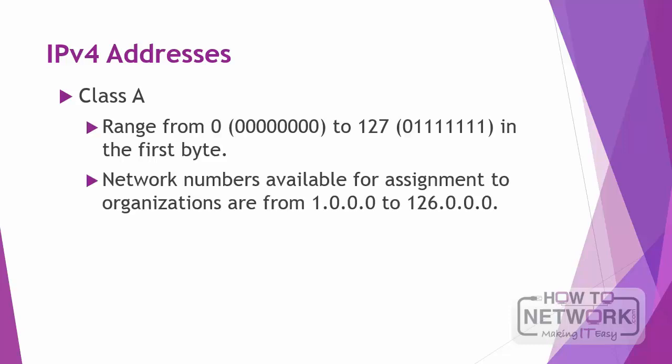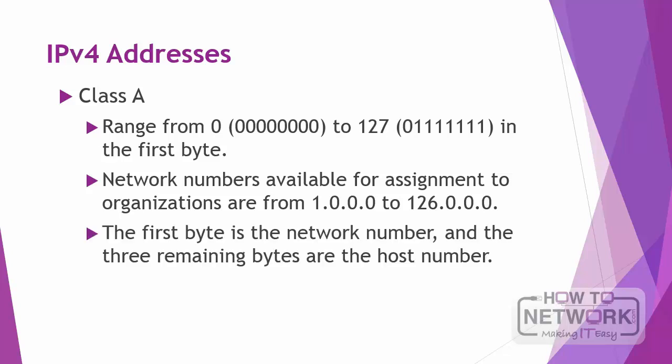Network numbers available for assignment to organizations are from 1.0.0.0 to 126.0.0.0. By default, for Class A addresses, the first byte is the network number, and then the 3 remaining bytes are the host number.